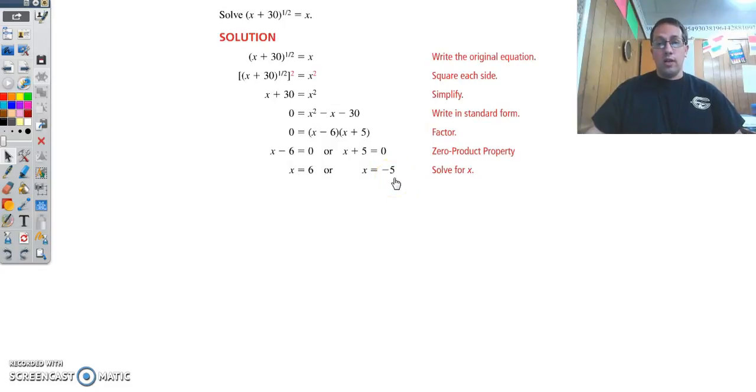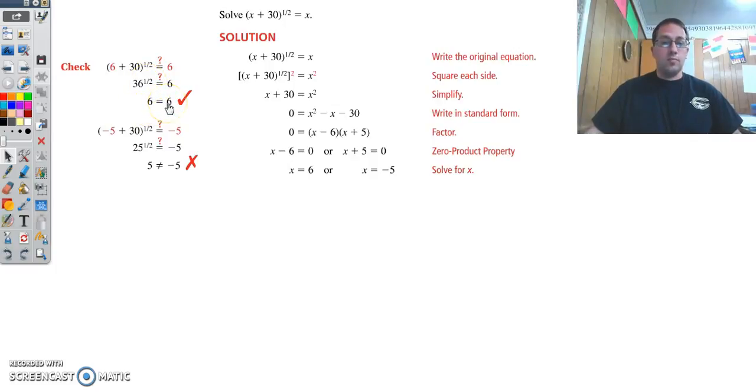Again, good idea to check this. In fact, anytime you come up with two answers, you need to check those because they don't always work. Right? Saw that in the last video. So we plug it in. Plug in 6, and 6 plus 30 is 36 to the 1/2 power is 6.